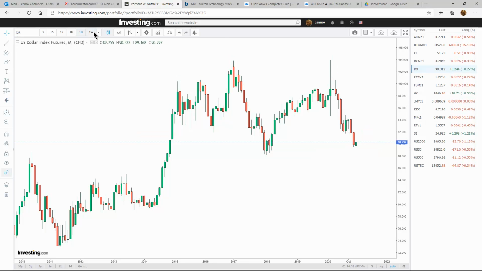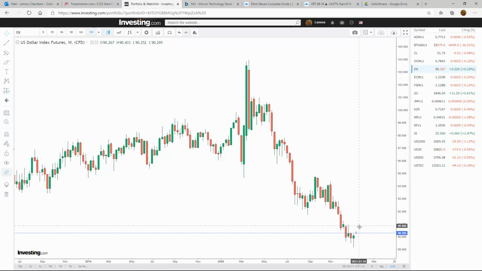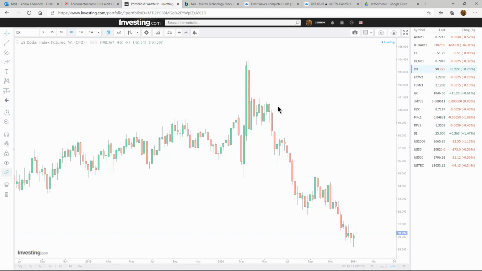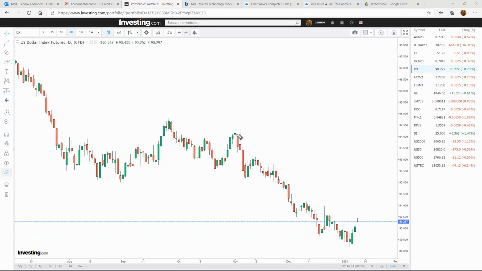So on the weekly, we're getting a little bit of a bounce, and you can see it's starting off not too badly. So let's go to the daily. Will this bounce continue? We've had quite a push down. Now we're looking to bounce, but we could get a little bit of a pullback before that bounces.